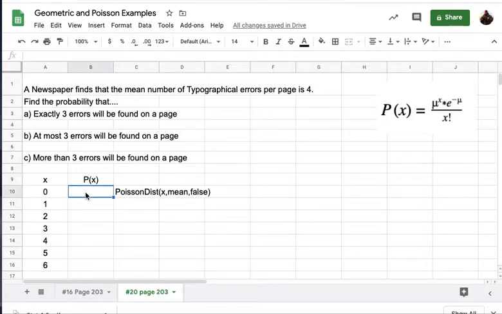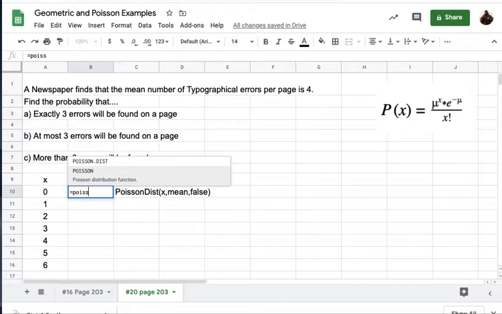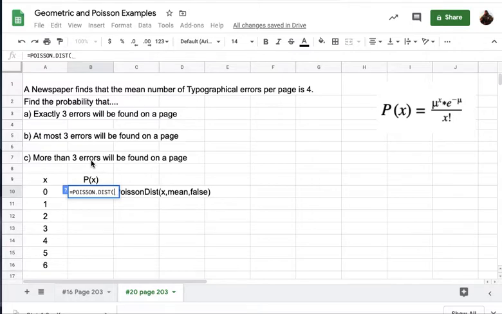So we're going to come on in here. We're going to type equals, P-O-I-S-S, and you'll see it pop up right here, Poisson distribution function. And now it wants our input. So our first input is going to be our x value. Our x values are right here in this column. So we're going to highlight that and click, comma. Now it wants the mean, which is 4, comma. Now we're going to type the word false. Close our parenthesis and hit enter.